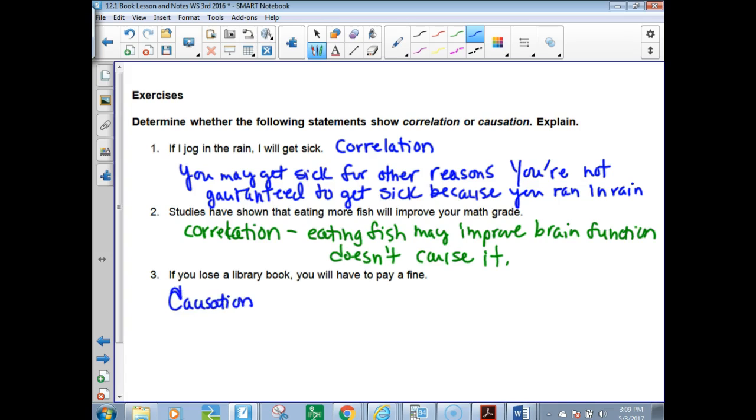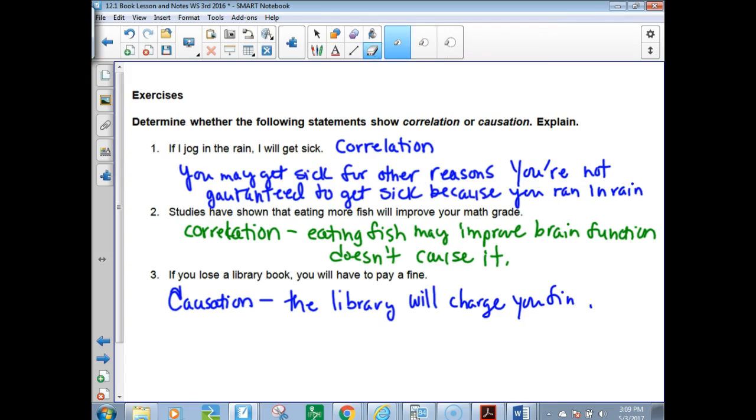My C looks a little strange. The library is going to charge you a fine, right? Fine, yeah, it doesn't mean you're going to pay it, but they're going to charge you one. You want to get another book, you've got to pay it, right? Wait, I wrote find instead of fine. Whoops.